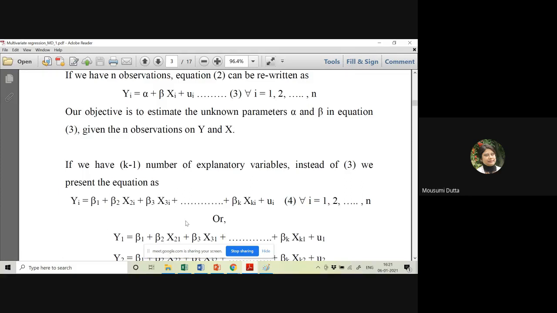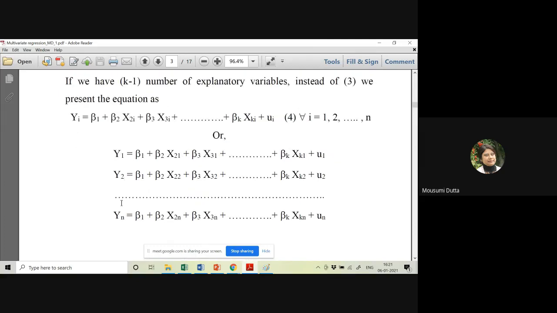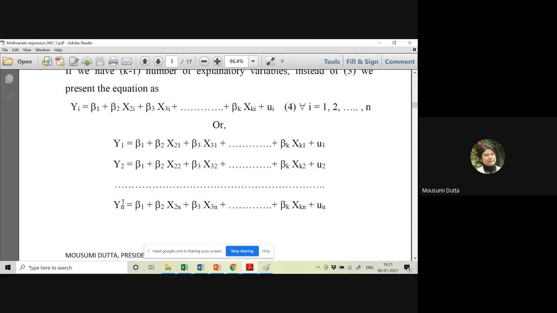Okay, to give the idea of a k variable model, we are considering k minus 1 number of explanatory variables, and there is one dependent variable. So therefore, it is a k variable linear model. Now, this model is basically this one.